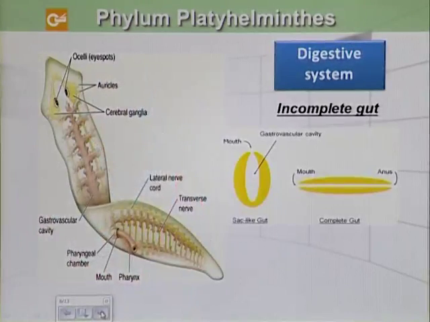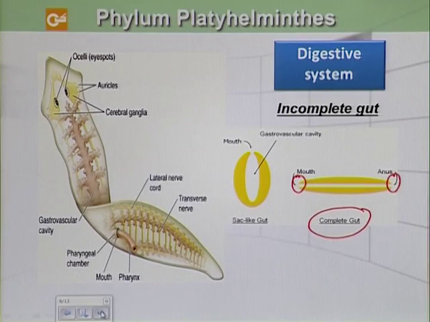And they have a digestive system which consists of an incomplete gut, and it has only one opening. We can see here that the complete gut has 2 openings, one is the mouth and the other one is the anus. But in case of this phylum, they have an incomplete gut which has only one opening, which acts as a mouth as well as anus.